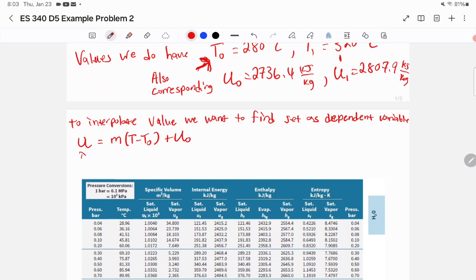U is going to be equal to that, because note that we have this form, right? Y minus y naught is equal to m times x minus x naught. This is the exact same thing. I just added this term over to this side, right? But I do need to find m, and m obviously is the rise over the run, or the dependent variable divided by the independent variable. So m here is going to be equal to u1 minus u naught over t1 minus t naught.